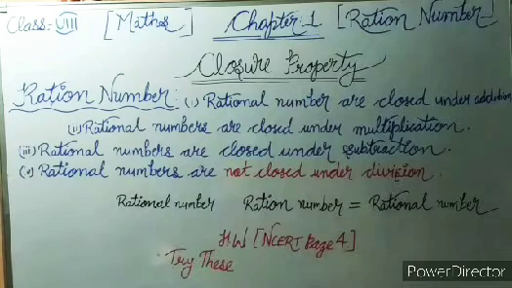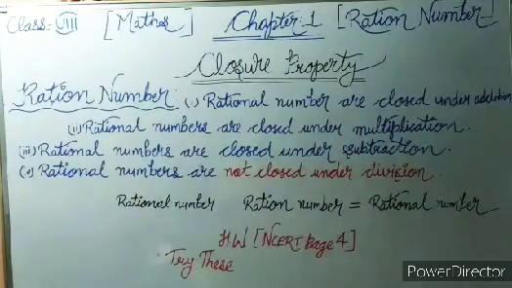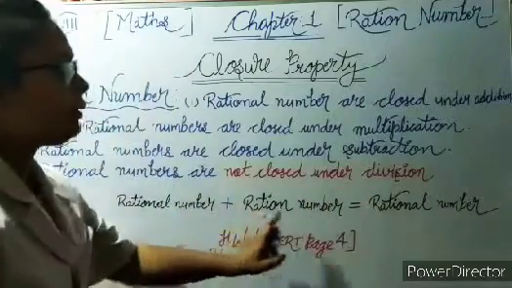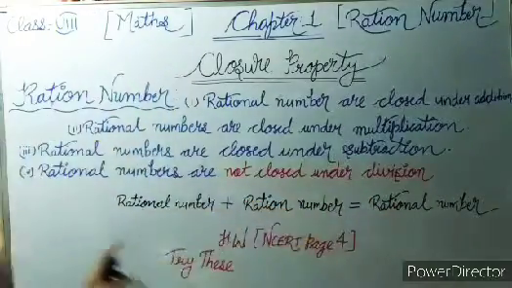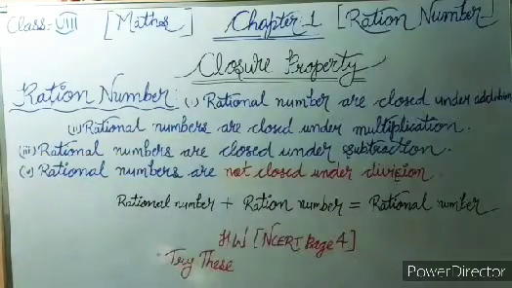In the previous class we discussed closure property. I just want to revise closure properties for rational numbers. You know, rational numbers are closed under addition. What is the meaning of closed under addition? Closed under addition means if we add two numbers, we will get a rational number. That is, rational numbers are closed under addition.